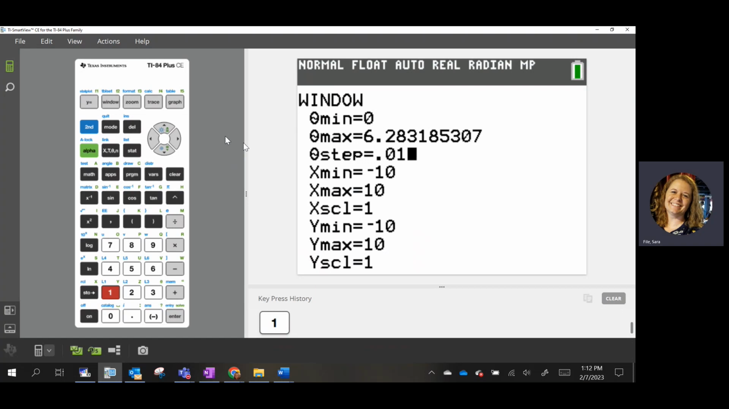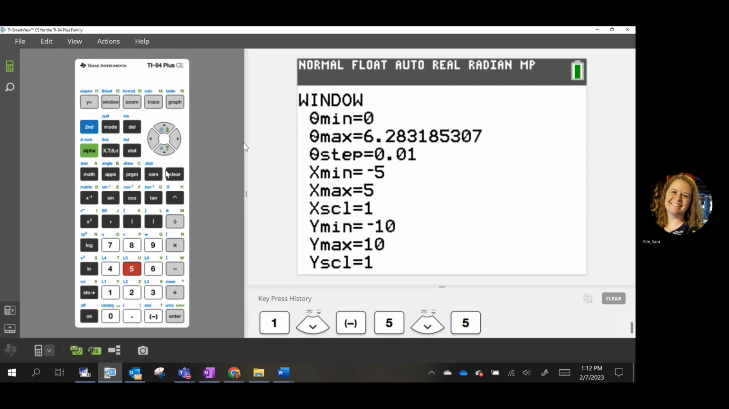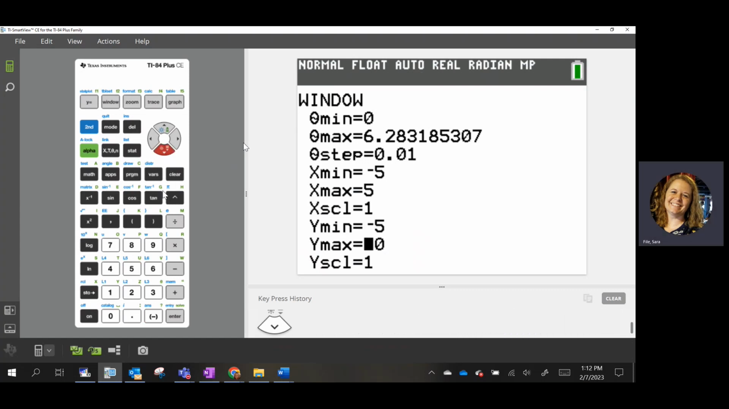Our X minimum and maximum, the screenshots that you see on your paper are set for -5 to 5, but it doesn't matter if you leave those -10 to 10, it'll just be a little more zoomed out. So I'll let you decide. I'll change mine so it matches what the paper says. So -5 to 5 by 1s for both the X and Y axis.